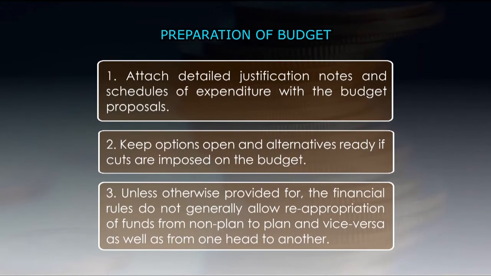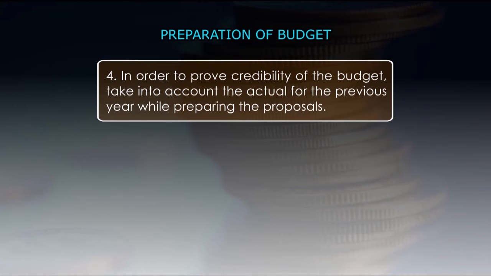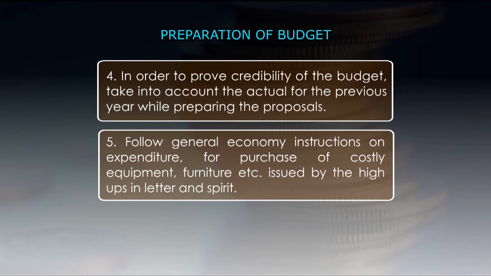Number 3, unless otherwise provided for, the financial rules do not generally allow reappropriation of funds from non-plan to plan and vice versa, as well as from one head to another. Number 4, in order to prove credibility of the budget, take into account the actual for the previous year while preparing the proposals. Number 5, follow general economy instructions on expenditure for purchase of costly equipment, furniture, etc. issued by the high-ups in letter and spirit.